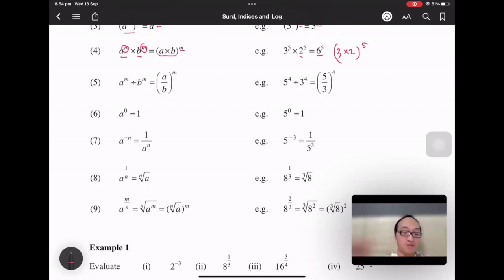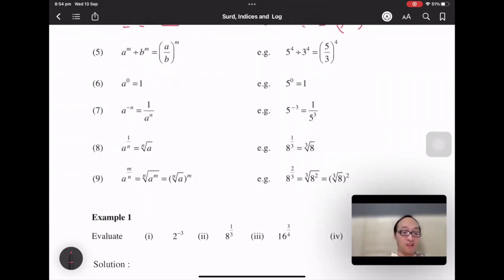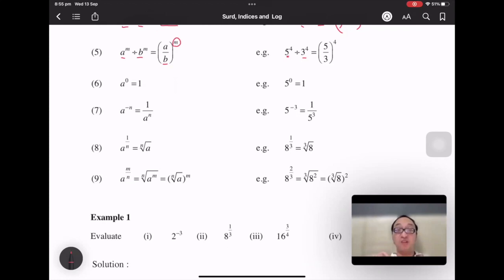The fifth, if we divide the two base numbers, we can combine the division with a single power. For example, 5 to the power of 4 divided by 3 to the power of 4. These are different bases, so we can combine 5 and 3 to the power of the same index, 4.